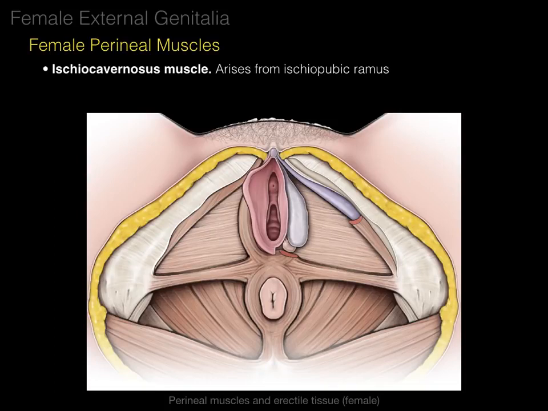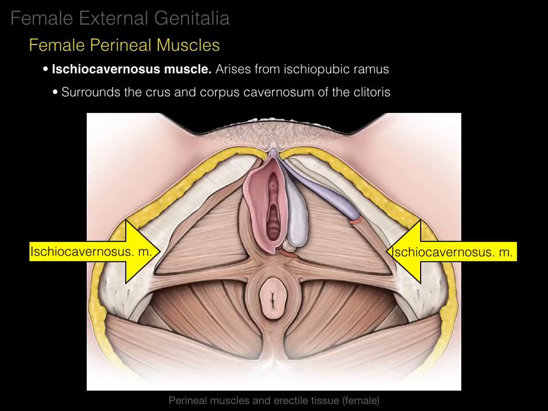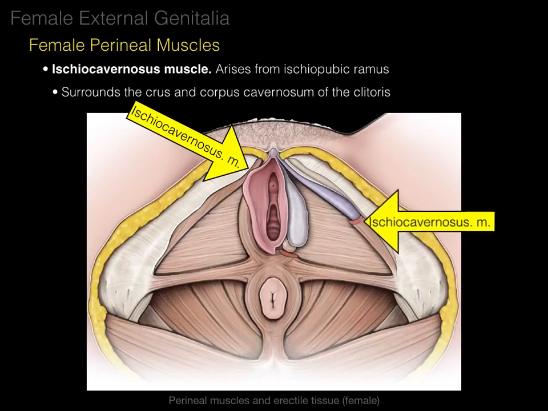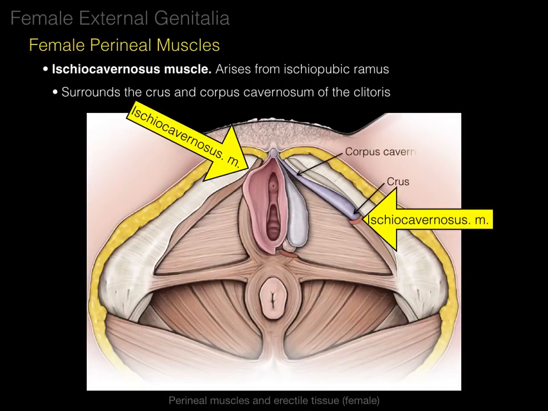It arises from the ischiopubic ramus. And so ischio for ischium, and cavernosus because it surrounds the corpora cavernosum of the clitoris. So here we have the ischiocavernosus muscle on both sides. On one side, you see pretty much the length of the muscle. And the other side, you see it go up and then it stops, because in this illustration, it's cut. But there you can see the crus and the corpus cavernosum, and that's where, of course, the muscle is surrounding those, which are part of the clitoris.